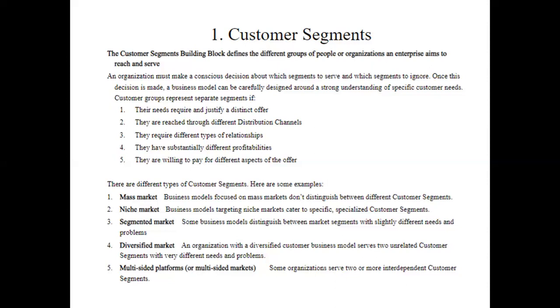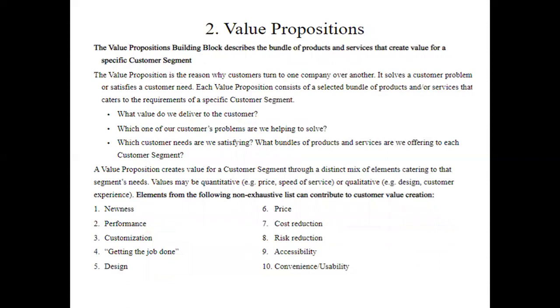Business models focused on mass markets don't distinguish between different customer segments. Niche market. Business models targeting niche markets cater to specialized customer segments. Segmented market. Some business models distinguish between market segments with slightly different needs and problems. Diversified market. An organization with a diversified customer business model serves two unrelated customer segments with very different needs and problems. Multi-sided platform or multi-sided market. Some organizations serve two or more interdependent customer segments.